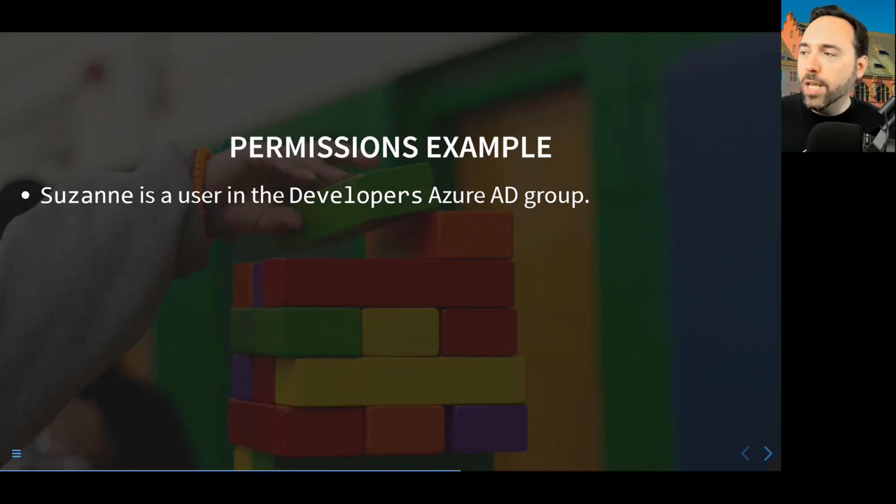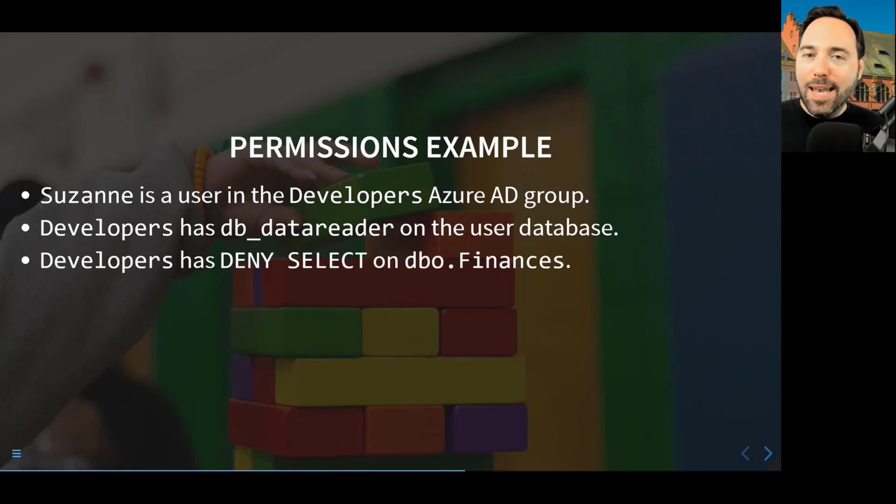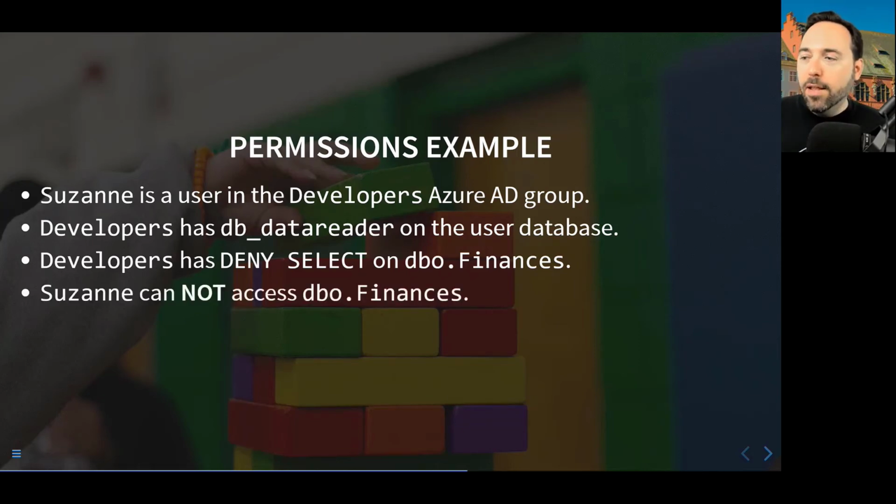We have Suzanne. Suzanne is a developer. She is in the developers Azure AD group. Now, developers gets DB data reader on the user database. So developers can read any table in the user database. But then we deny select on dbo.finances. We don't want developers to view finances. Therefore, Suzanne cannot access dbo.finances.